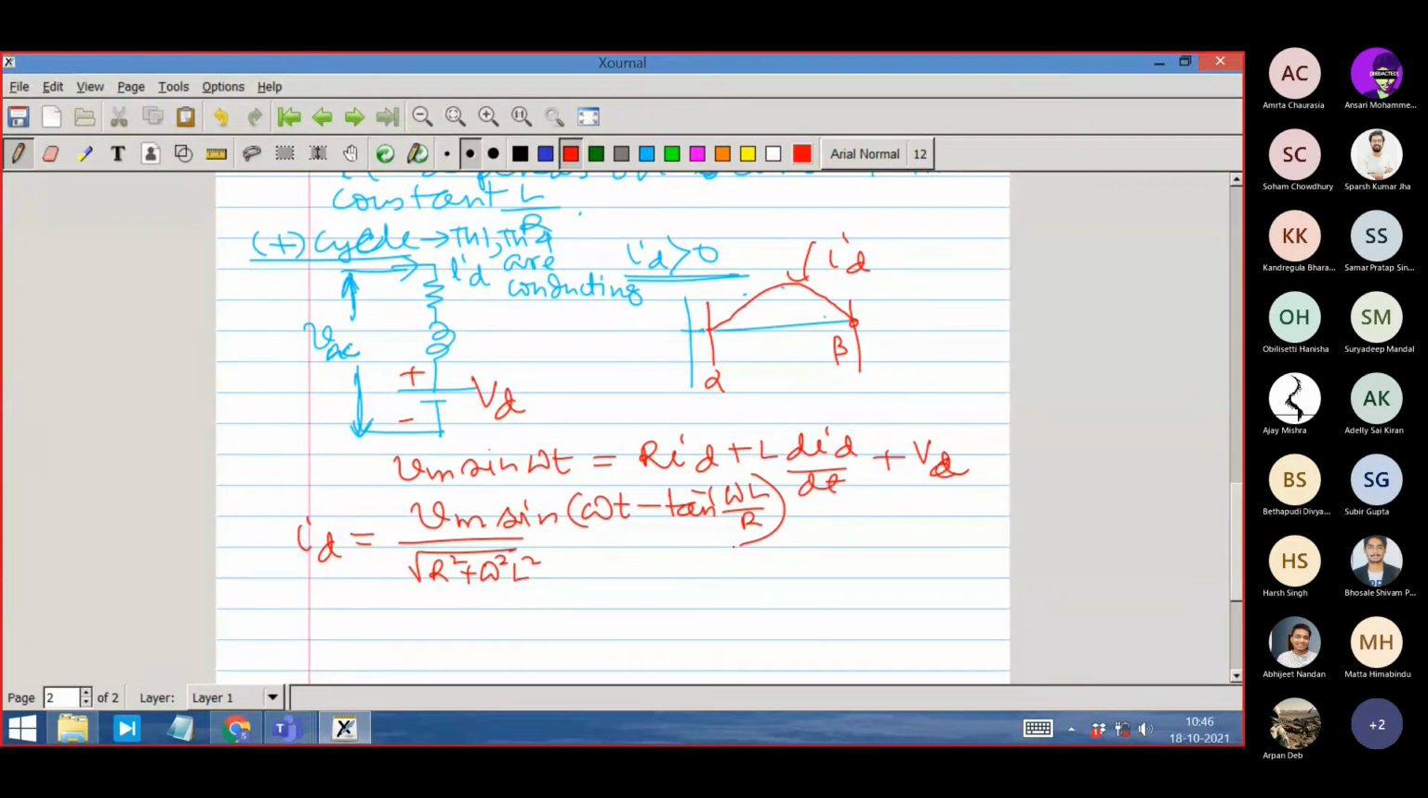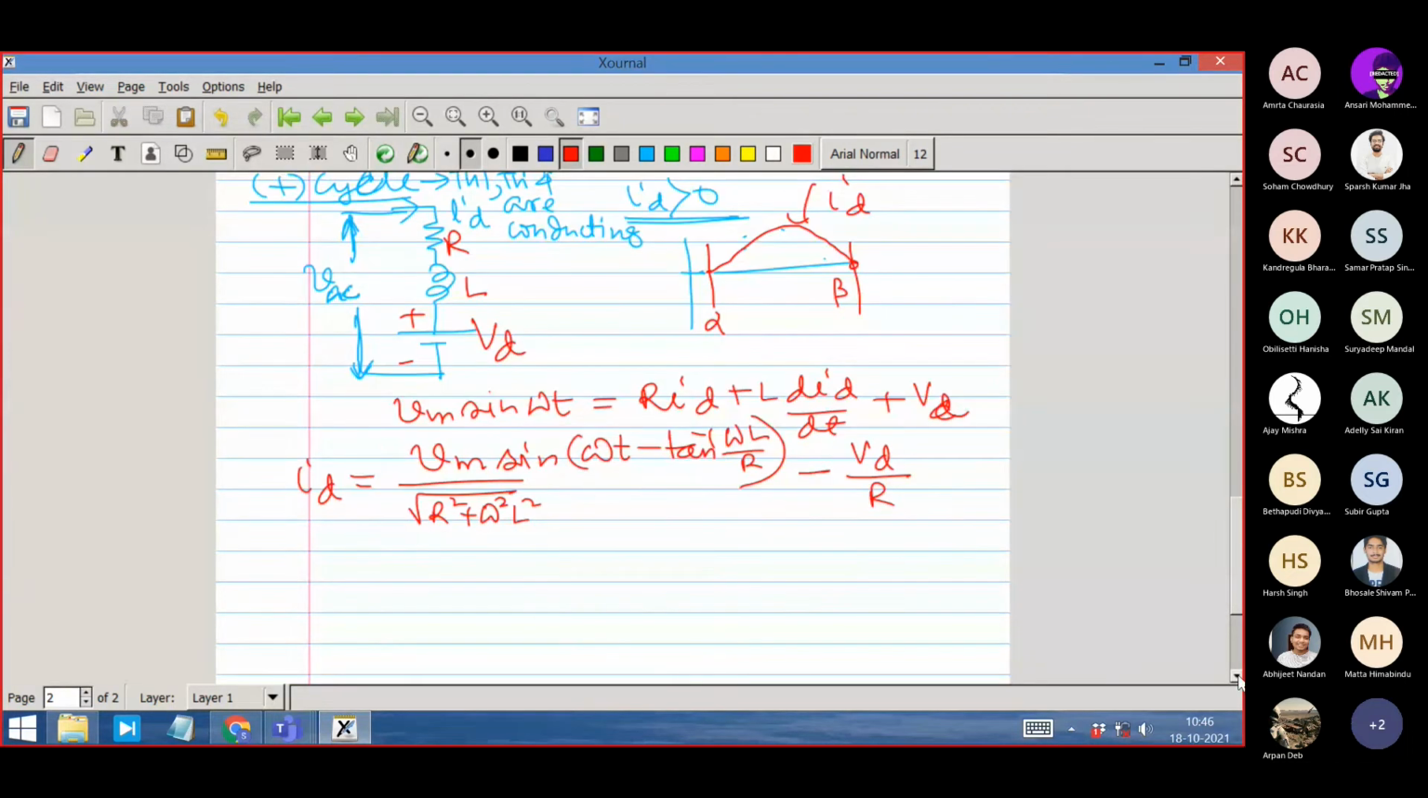Due to the DC source, what will be the current? Look at the direction of the current. DC source plus minus, so current is trying to flow in the other direction. So it will be Vd by R. Here R is the resistance, L is this inductance, right? Plus some transient part. As you are guessing, the transient part I don't know in the beginning. So A is a coefficient, e to the power minus t by tau. Tau is equal to L by R.